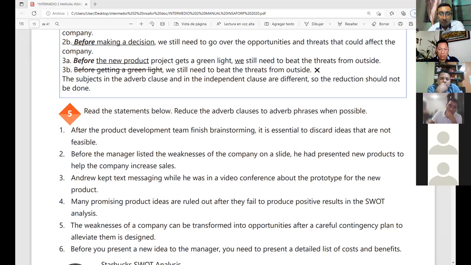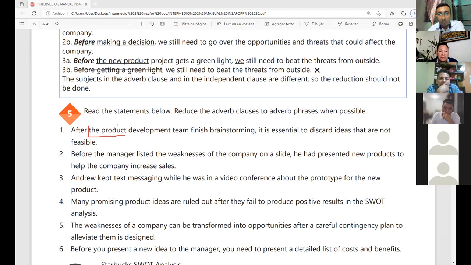Development meeting. After the product development team finish brainstorming, it is essential to discuss ideas that are not feasible. After producing, after develop... Let me see where it is. After. But I'm sorry, this is not a verb.